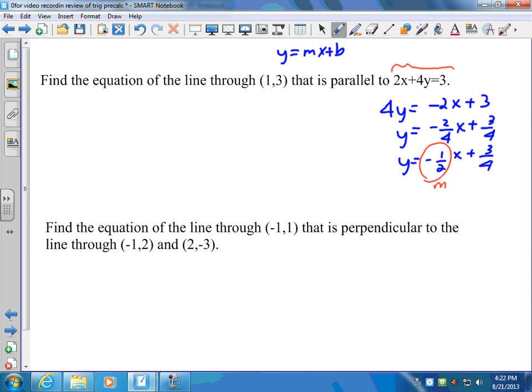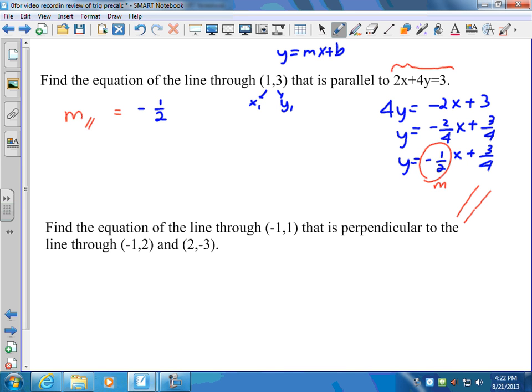And since we're looking for a line that is parallel to this, the slope of the line that is parallel to the given line will be equal to the same thing, right? Because parallel lines have the same slope. So we are going to work with a slope of negative 1/2, and the given point that we have is x sub 1, y sub 1 is 1 comma 3.